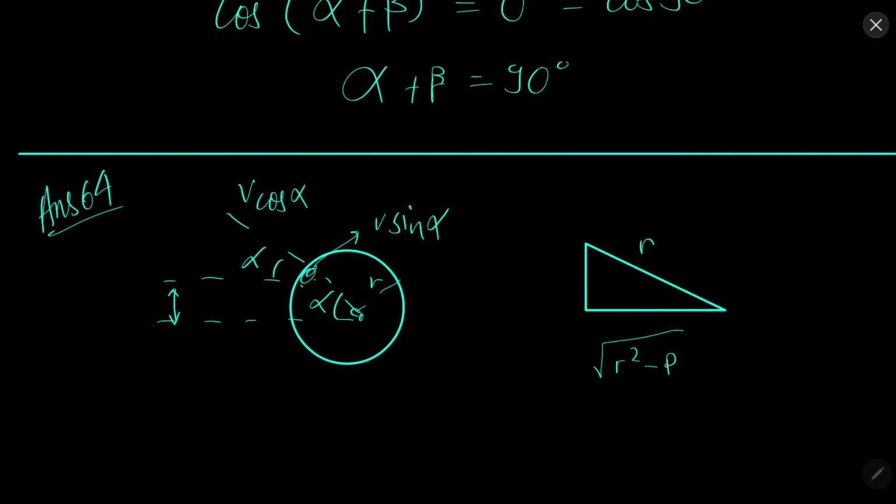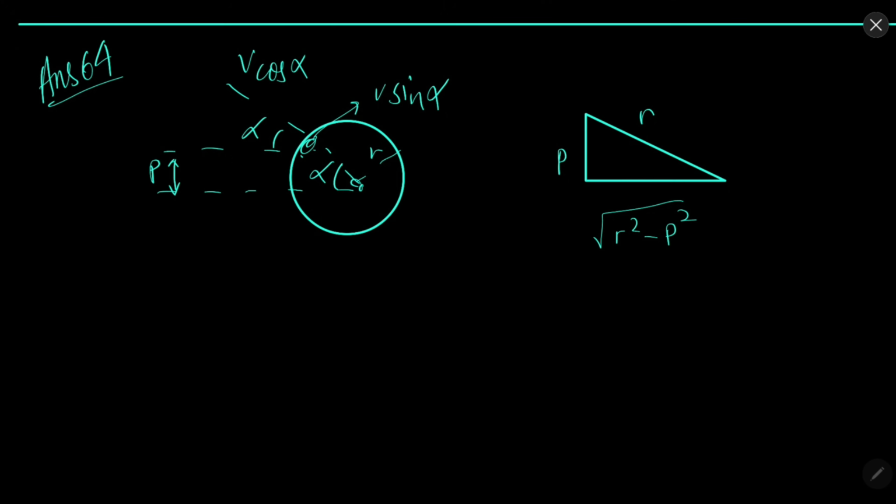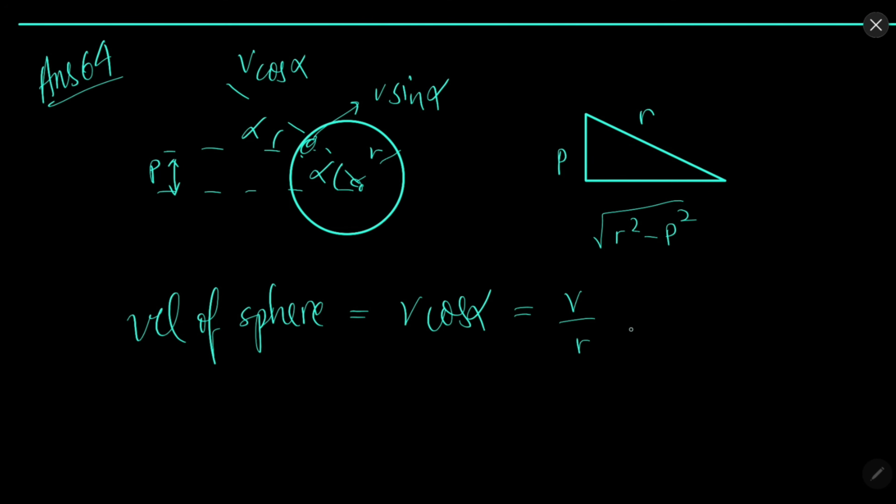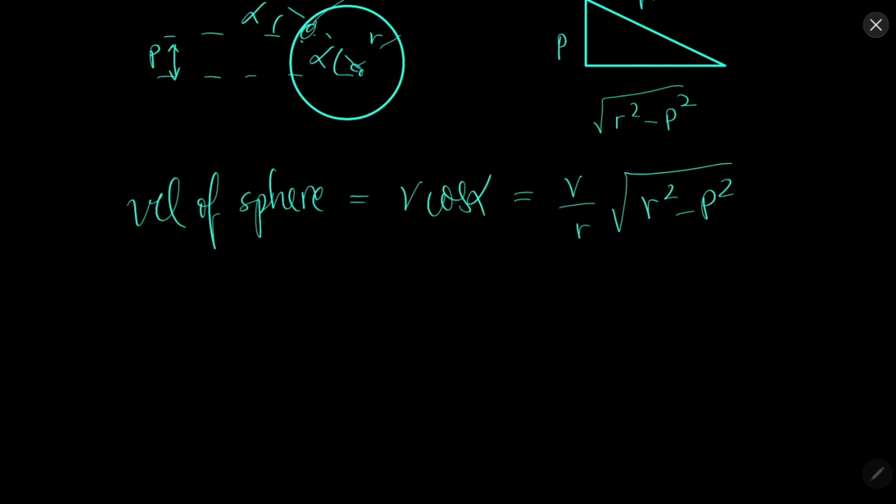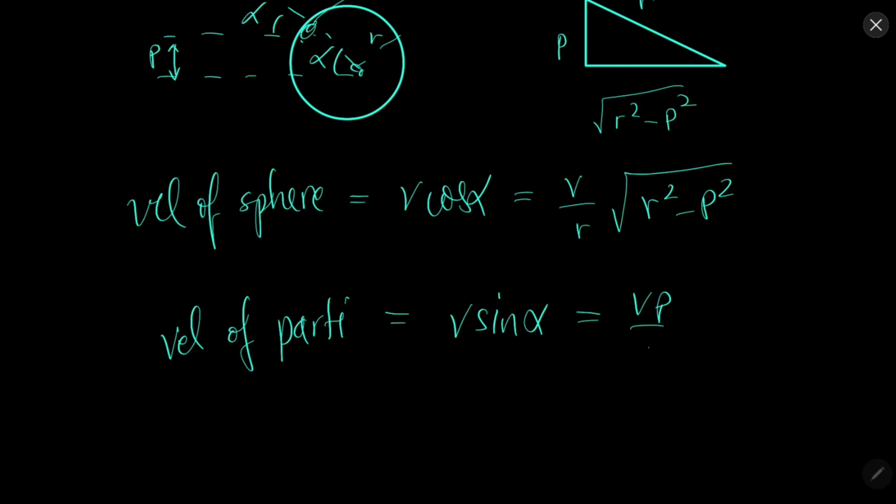The square root of r square minus v square. So the velocity of the sphere will be v cos alpha, which will be equal to v over r times root of r square minus v square, and the velocity of the particle will be v sin alpha, which is v over r.